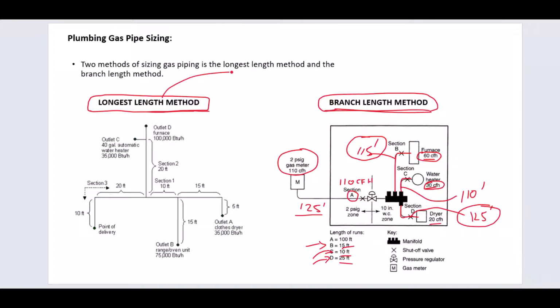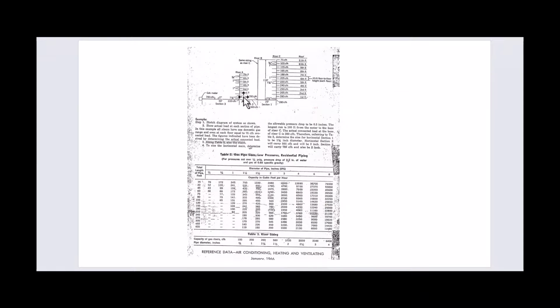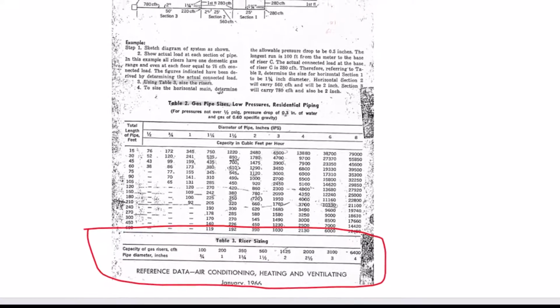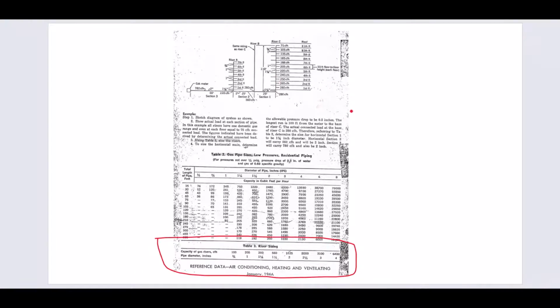So this is the method that we should always use as a standard, in my opinion, rather than the branch length method. Okay, this is another documentation with a gas piping chart. The difference here would be that they give this section here for the riser sizing. And the riser is basically the vertical gas pipe.